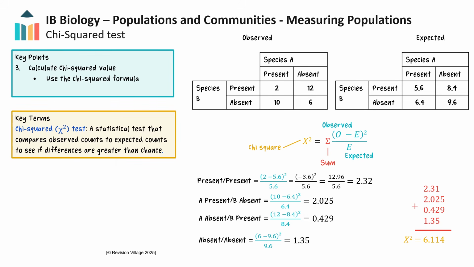When we subtract 5.6 from 2, we get negative 3.6. And when we square that, we get 12.96. We take 12.96 and divide it by 5.6 to get 2.32. We can now move on to our second category where species A is present and B is absent. And when we do the same calculation, we get 2.025. We do this for each category. We'll then sum these numbers together to get the chi-square value. So in our example, our chi-square value is 6.114.